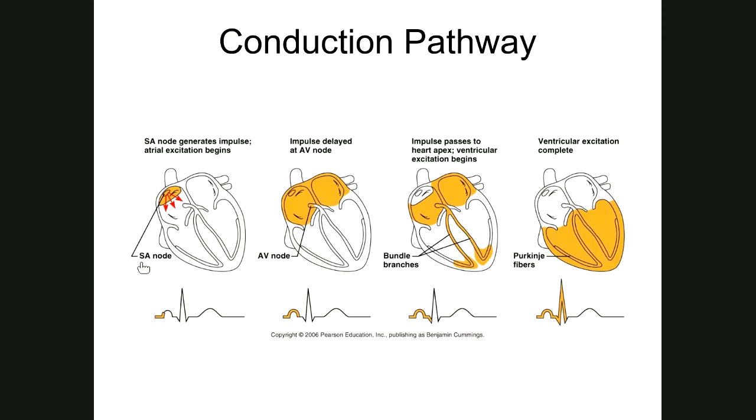And you see that on the first picture here, when it generates an impulse that goes across the atria, it's going to creep across both atria. So it goes from the SA node across both atria, so they're both going to contract. And as they contract, they're going to force blood into the ventricles. See, the valves are open here, and blood's going to go from the atria into the ventricles.